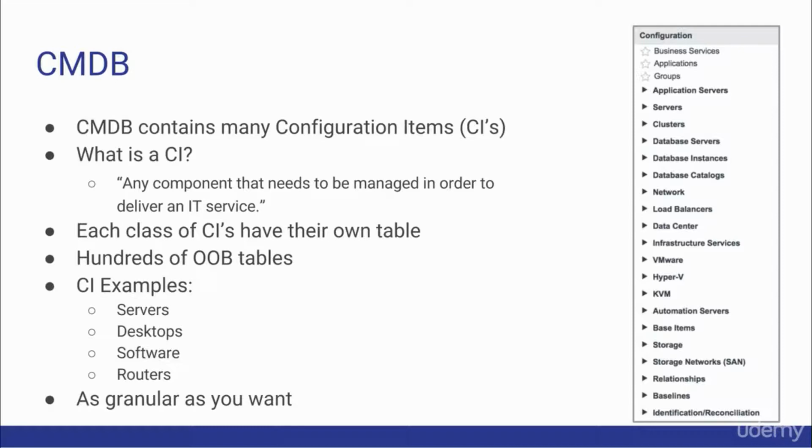A CMDB can go as granular as an organization requires. It may contain only critical applications and servers at first, and eventually contain every piece of software in the organization, as well as each port on a network switch. Decisions like these usually come down to having the resources to invest in the CMDB, and if automated tools like Discovery are purchased. There are hundreds of out-of-the-box CI tables, as we'll see in a moment.